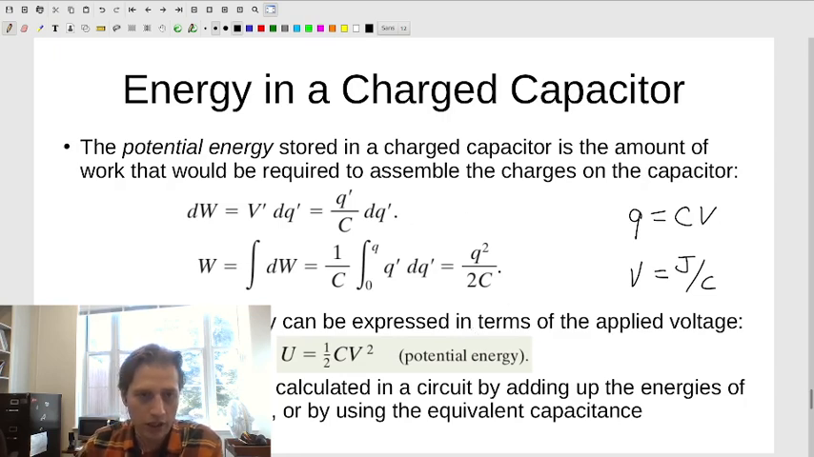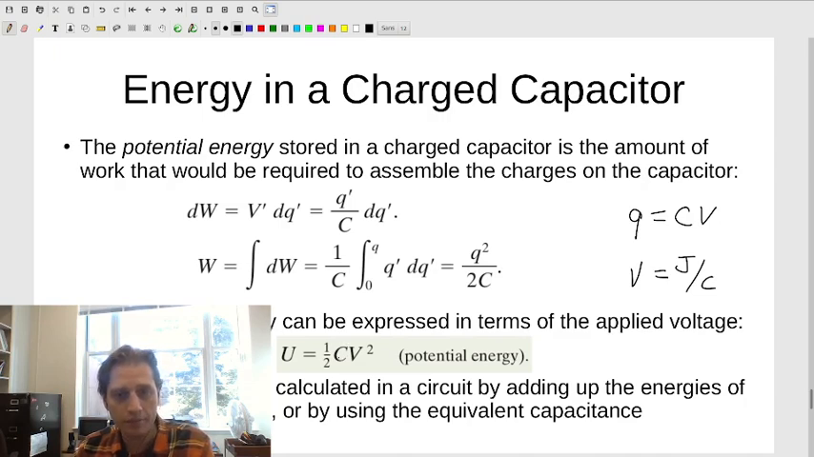Now, work equals Q squared over 2C. I could also write my Q as CV, so I could write CV squared on the top. So I would write C squared V squared, putting my Q in terms of CV, over 2C. And now I can put my potential energy in terms of the applied voltage.